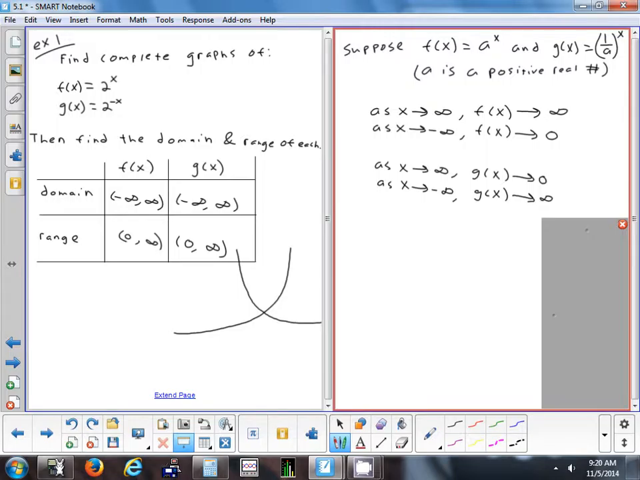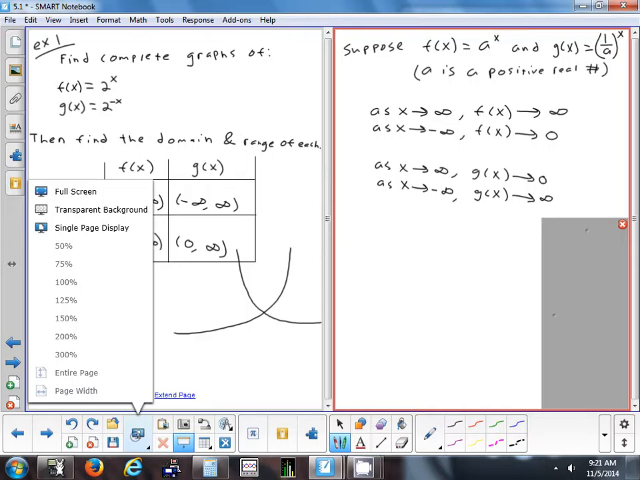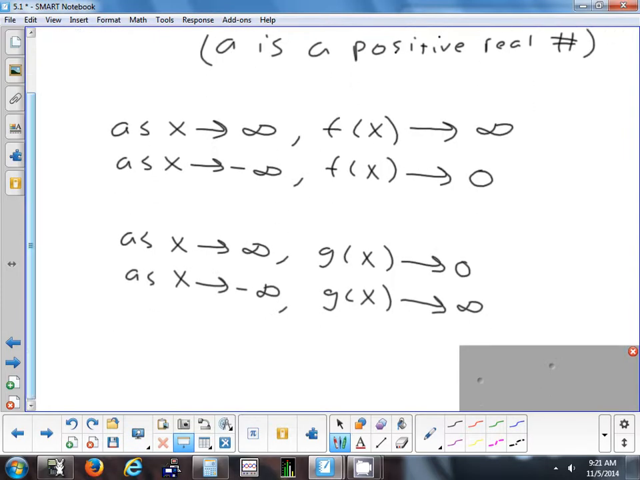Any questions on that? So it's important to kind of understand what's happening in an exponential function as x gets really big on the positive side, or it gets really big on the negative side. That's especially important when we're trying to understand whether something is going to grow exponentially or decay exponentially.